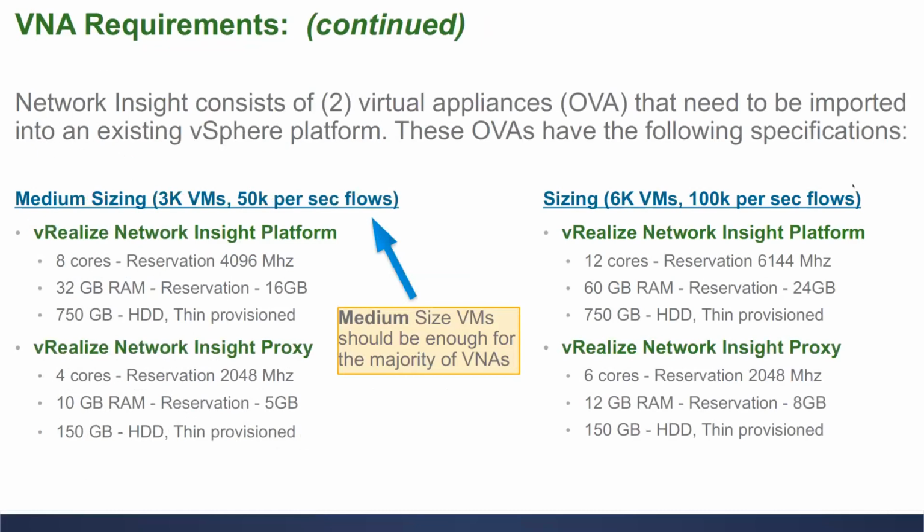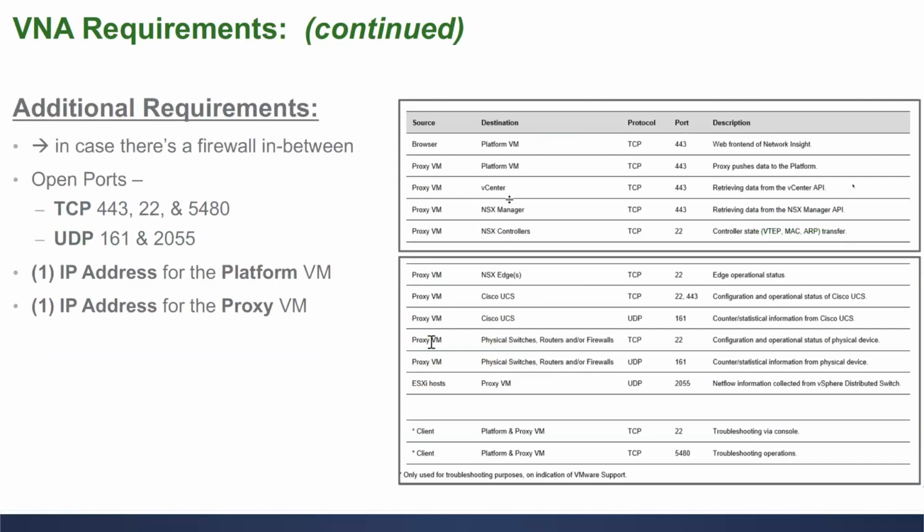At the end of the day, we have two different sizes, the medium and the large. Medium being 8 cores, 32 gigs of RAM, large being 12 cores, 60 gigs of RAM. But at the end of the day, you need to make sure that the proxy box, which is more important, is big enough to support the environment that it's proxying and to make sure that it can give you the output you need.